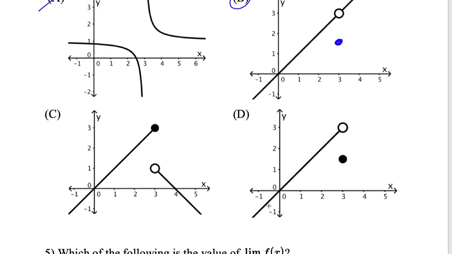And over here, I get closer and closer to a height of 3 from the left. There's nothing on the right. The right one does not exist. So it can't be C, can't be D. The correct answer was B.